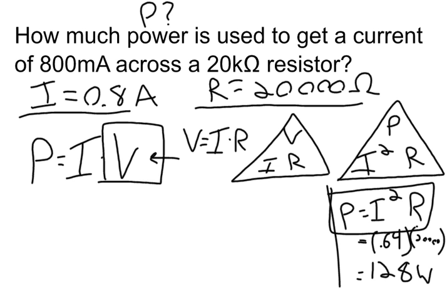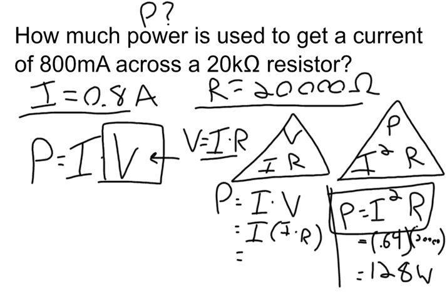Algebra is kind of cool this way, in that if I have P equals I times V, but I know that V is equal to I times R, every place I see a V, I say it's I times R. But I times I times R, we just abbreviate I times I as I squared. P is equal to I squared R. Guess what? We just built this formula.